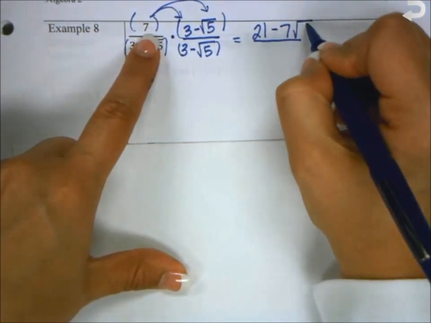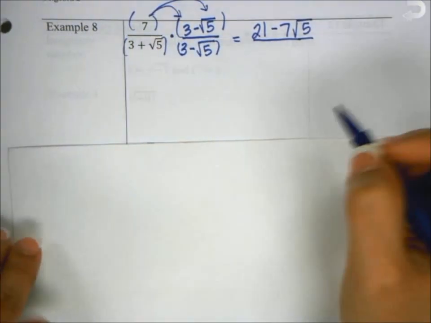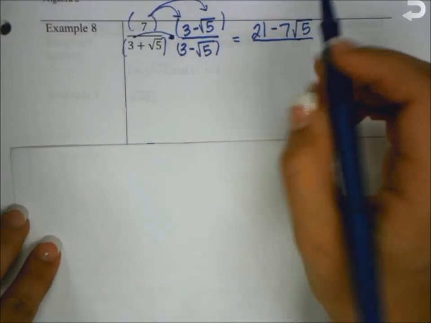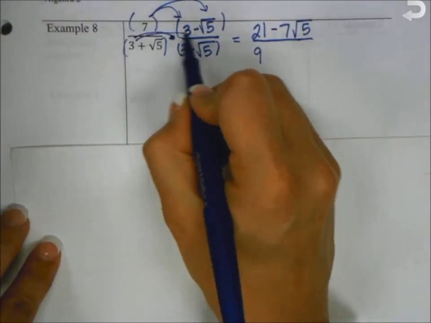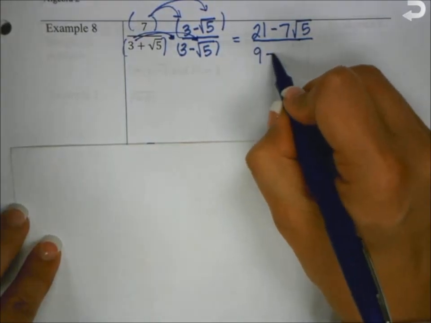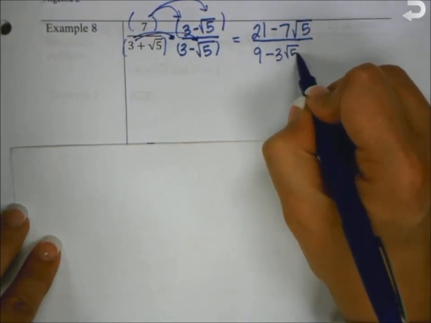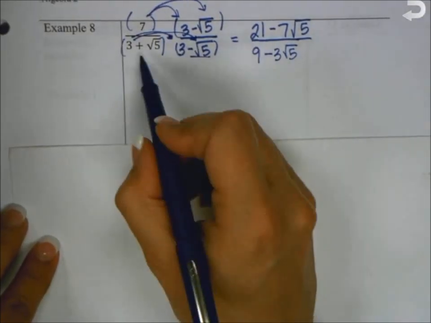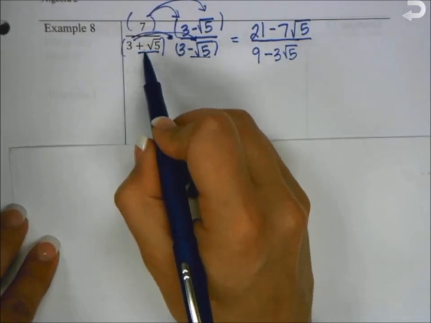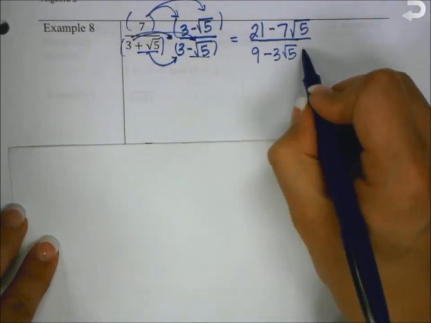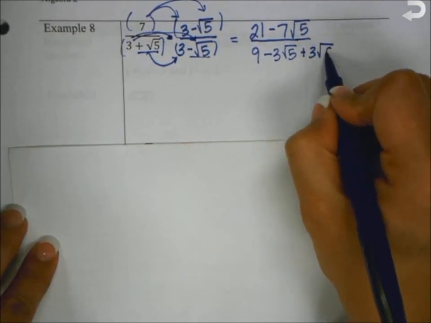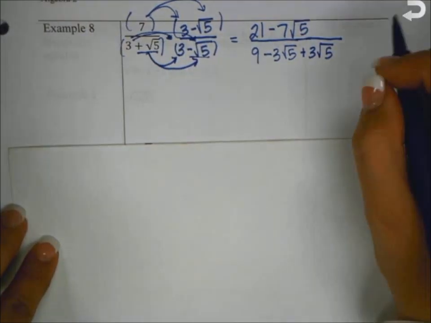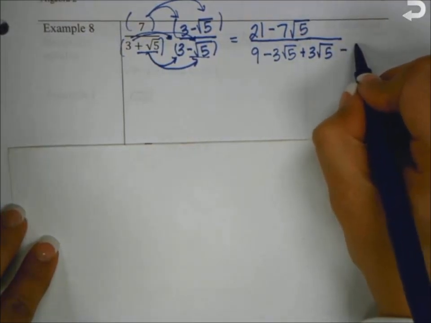And then we FOIL the bottom. So let's do 3 times 3 gives me 9. 3 times negative square root 5 is minus 3 square root 5. Positive square root 5 times positive 3 gives me plus 3 square root 5. And then positive square root 5 times negative square root 5, negative 5. Remember, multiplying a square root by itself, those square roots cancel.